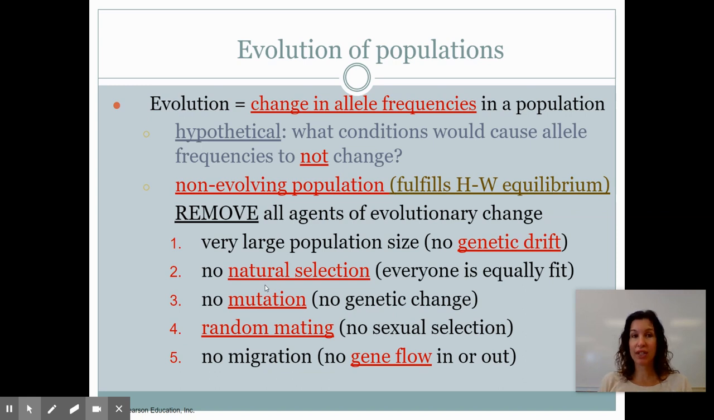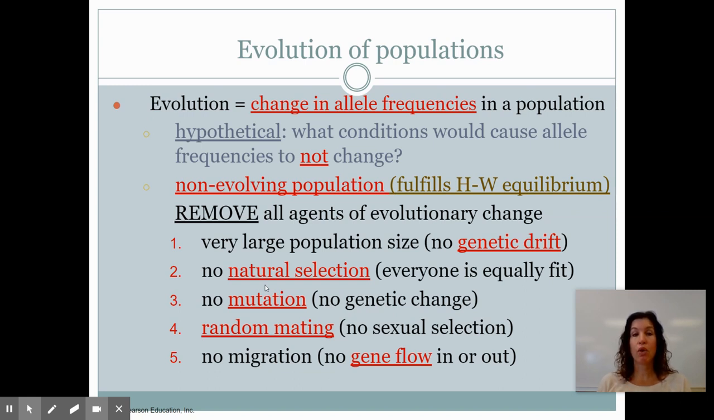So another definition for evolution is a change in allele frequencies in a population. So we might not be talking about a whole new species evolving. We might just be talking about a change in allele frequencies. So more about microevolution. So what conditions would cause allele frequencies not to change? A non-evolving population, this is what fulfills Hardy-Weinberg equilibrium. So we have to remove all agents of evolutionary change.